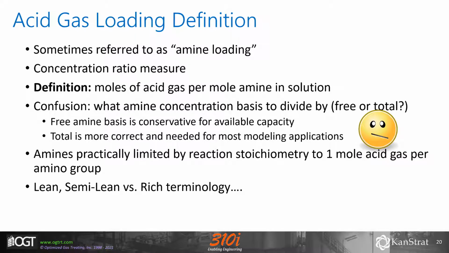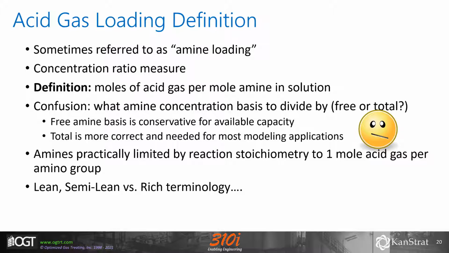So let's talk about acid gas loading now. Some people refer to this as amine loading, and it's really a concentration ratio measurement. What we're doing is ratioing the moles of acid gas in solution to the moles of amine in solution. But as we saw with amine strength, we can have the free or the total amine. So when we talk about the acid gas loading, we need to know the basis the amine concentration was reported in. Free amine will tend to be more conservative, but total amine is more correct. And if you're going to be plugging the information into a simulator, you need to use total amine concentration.